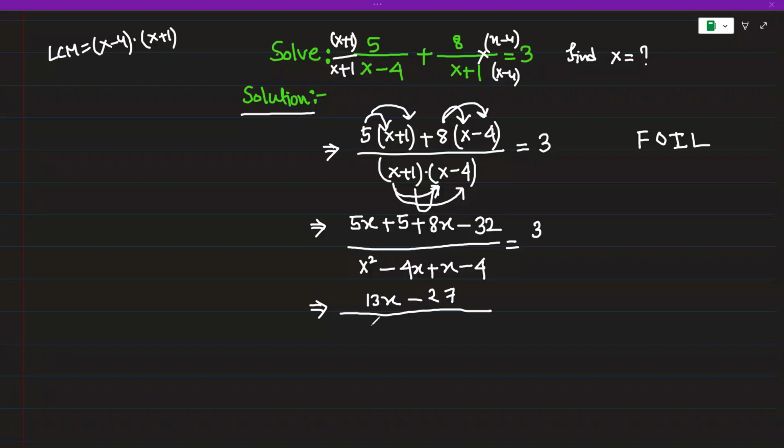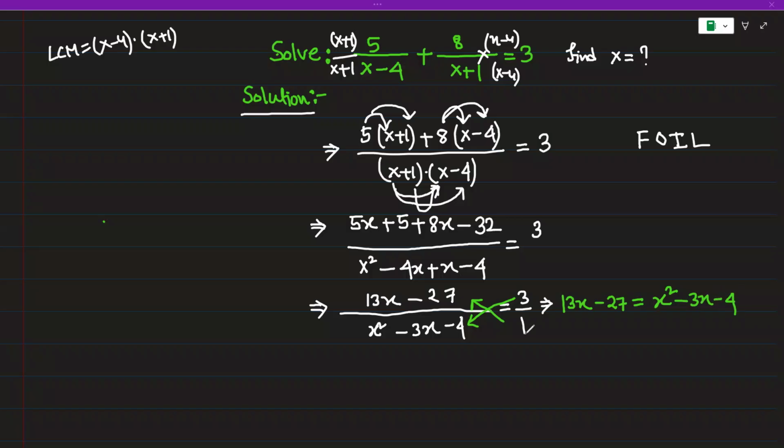Now in the denominator, we have x squared and negative 4x plus x, which is negative 3x, negative 4, equal to 3 over 1. Now we cross multiply them. So 1 times 13x minus 27, which is 13x minus 27, equals 3 times this one, the same thing, x squared minus 3x minus 4.